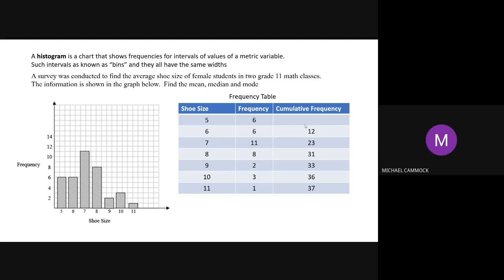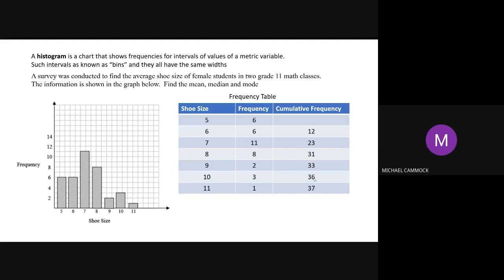Now, let me explain what the cumulative frequency is. Cumulative frequency is just simply adding these numbers as you go down the table. So, for instance, this 12 comes from adding this 6 and this 6. Then you just simply add the next number in the frequency table all the way down. So 12 plus 11 gives us 23. 23 plus 8 gives us 31. 31 plus 2 gives us 33. 33 plus 3 gives you 36. And 36 plus 1 gives you 37.